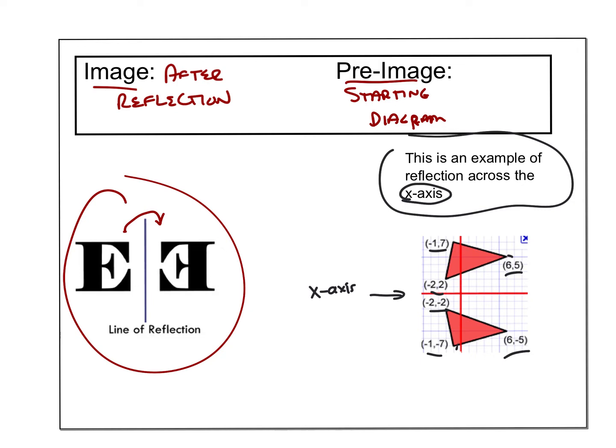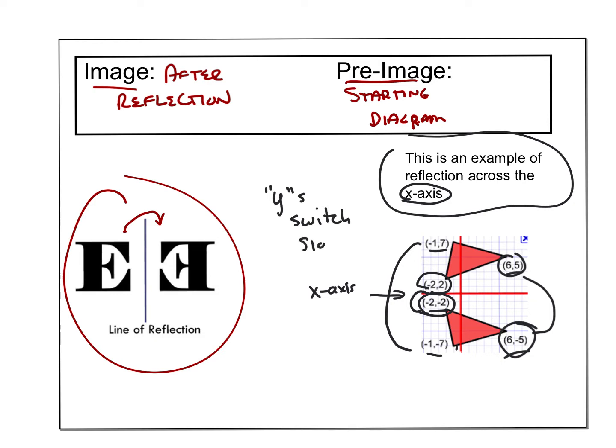Well, (6, 5) turns into (6, -5). (-2, 2) turns into (-2, -2). And (-1, 7) turns into (-1, -7). So everything that really happens is the y's switch signs. The y's switch signs for the x-axis. And that's a pattern that is true no matter what kind of reflection.